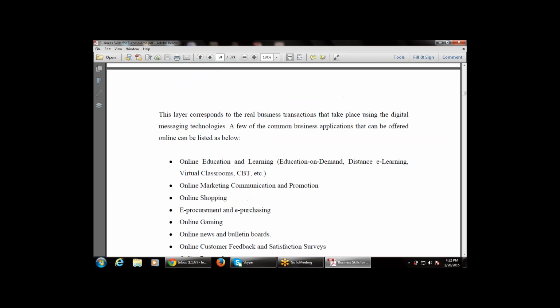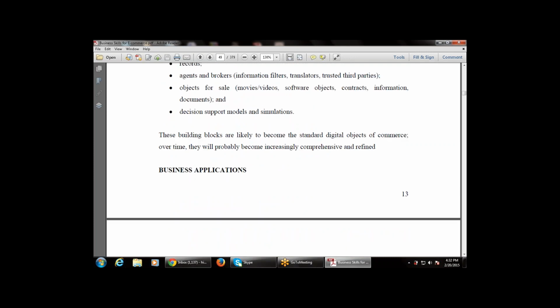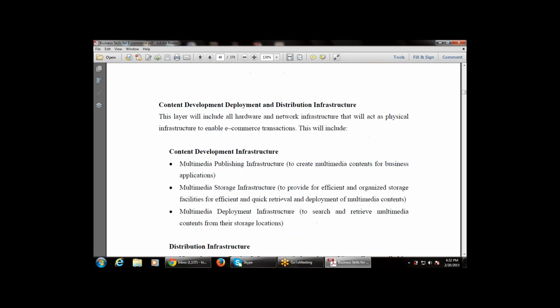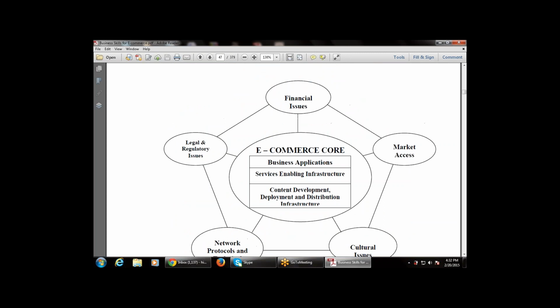So these are the various business applications in which online or e-commerce is used. These are the three layers that were covered in the last class. Now come to the next part. This framework is over, and these are the various parts.